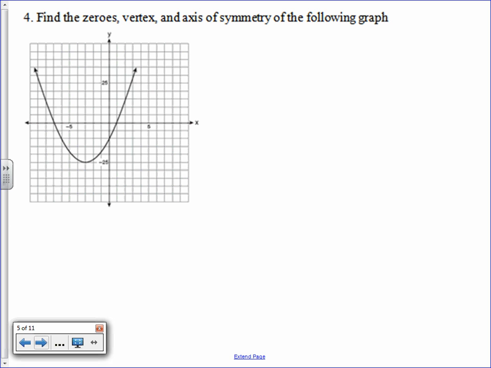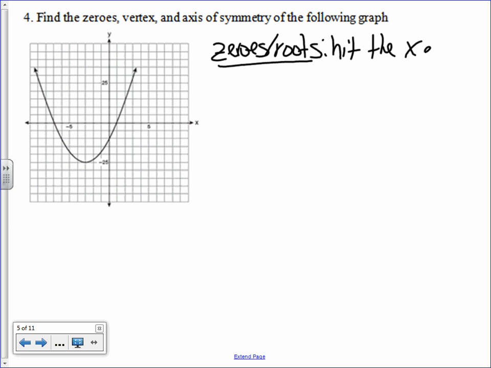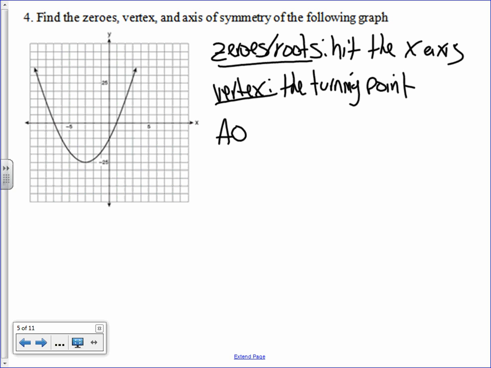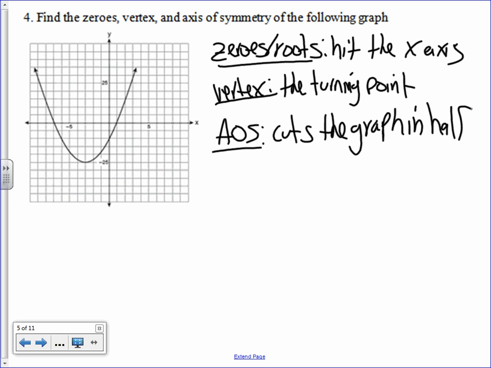Well, we have a song to help us remember this. The zeros, or the roots, hit the x-axis. The vertex is the turning point. And the AOS, or the axis of symmetry, cuts the graph in half, and it's always x equals.